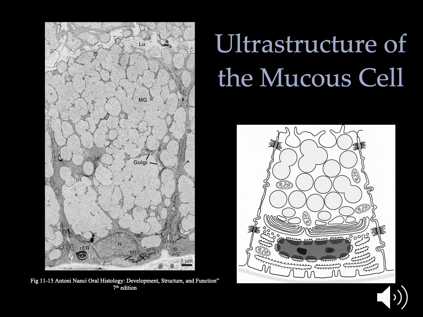And figure 11-15 from your text is a nice EM shot of a mucous cell, and you can appreciate all of the quite extensive, large secretory vesicles containing mucins and some various Golgi body in and around the basally positioned and quite squished, flattened nucleus.